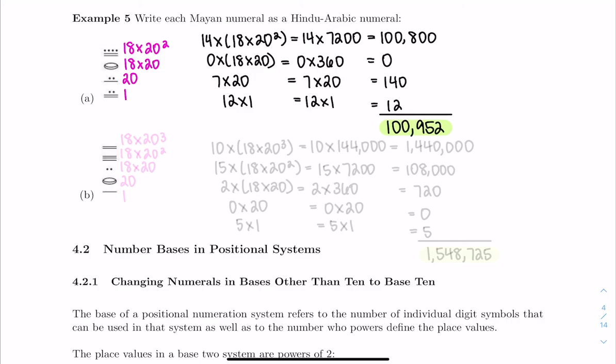And let's try the last one. So same idea. I find it easier to write the positional values first because they're a little bit funky in this one. So the first one is a 1. The next one is 20. Then we have 18 times 20. Then we've got 18 times 20 squared. And that last one becomes 18 times 20 cubed.